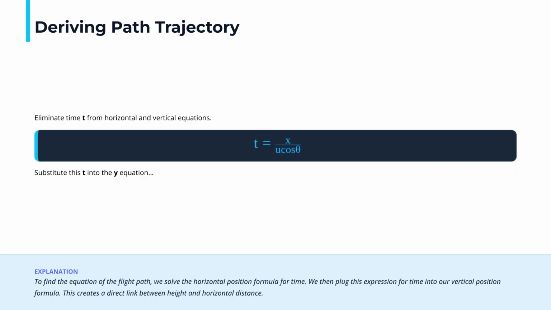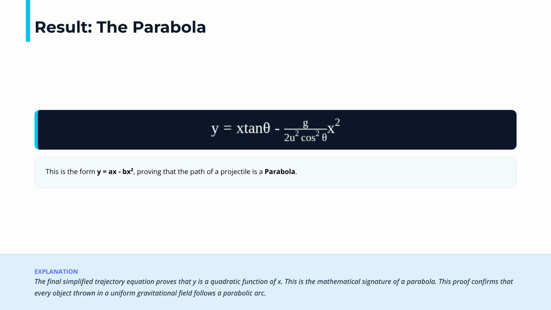To find the path trajectory, we eliminate time t. We solve the horizontal position equation for time and substitute this expression into the vertical position equation, linking height and horizontal distance directly. The final simplified trajectory equation, y equals ax minus bx squared, is the mathematical signature of a parabola. This confirms that all projectiles follow a parabolic arc.